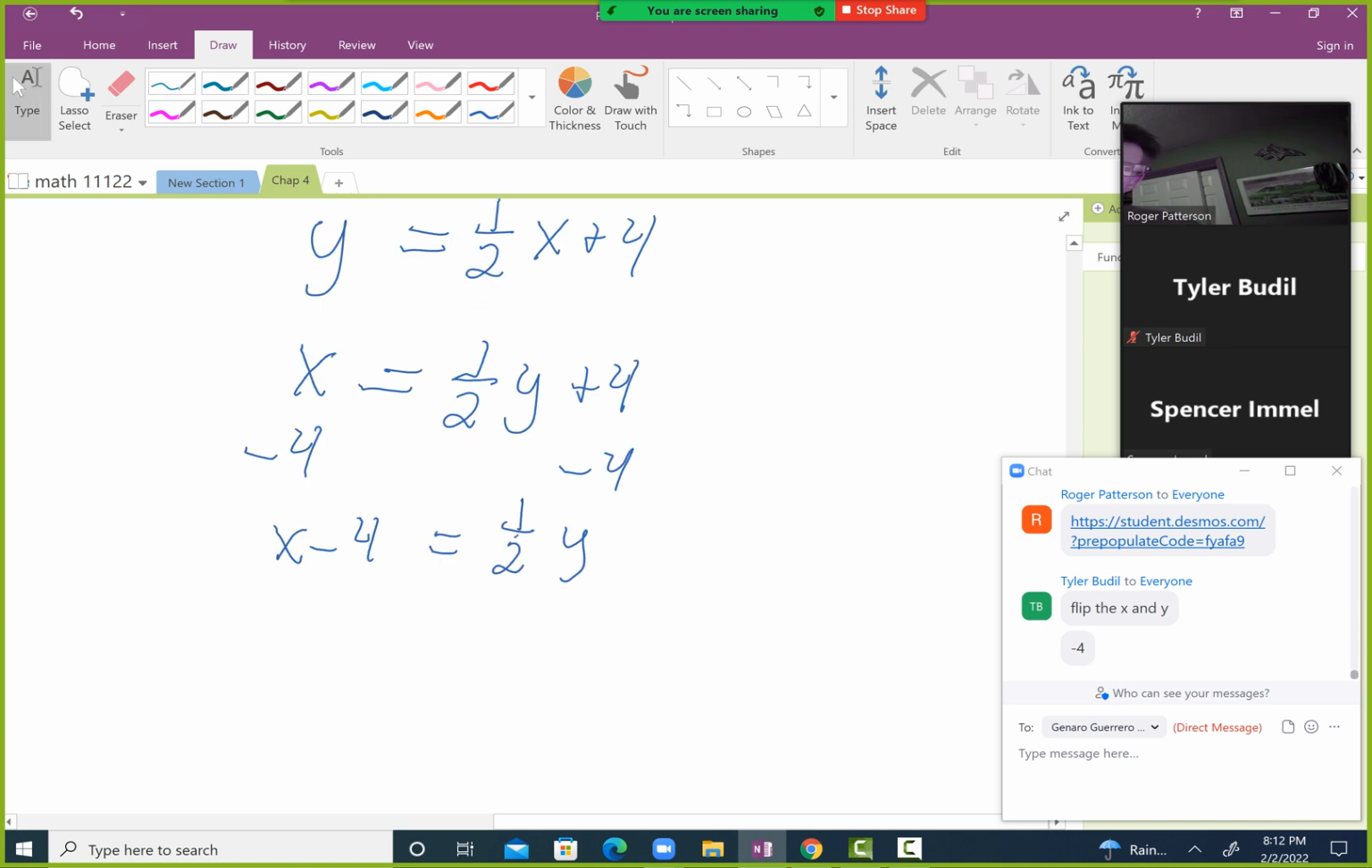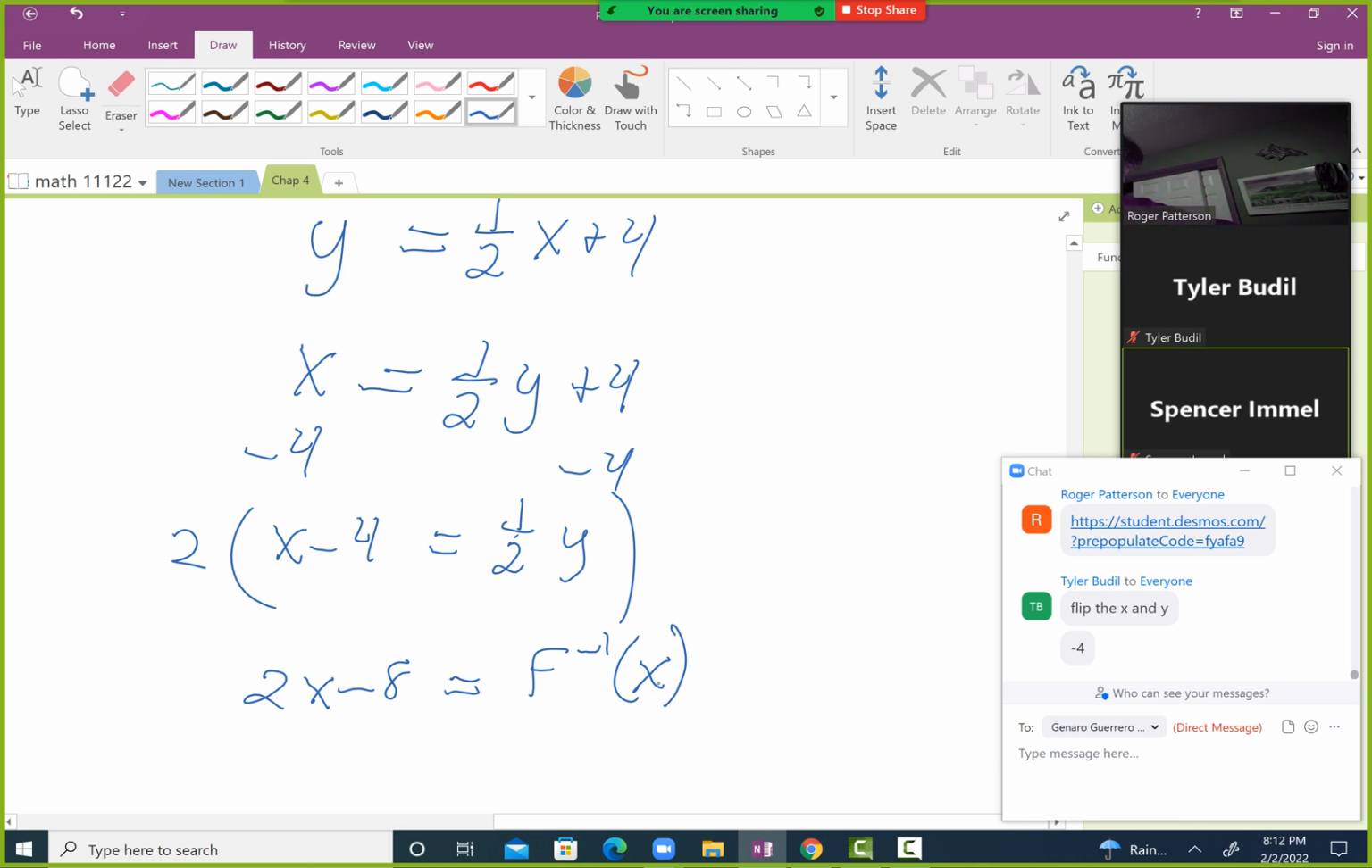And either you can divide. What's that? I said double both sides, sorry. Yeah, now you can either multiply by 2 or divide by half, whatever you want to do here. Okay, so I'm just going to go 2x minus 8. And there's my inverse. Okay.